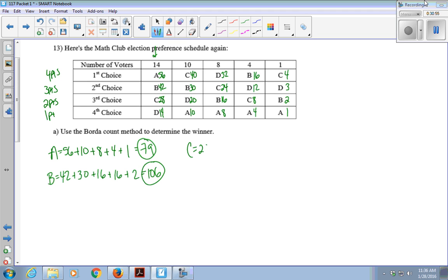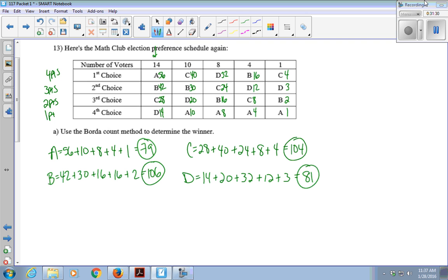So C, we have 28 plus 40 plus 24 plus 8 plus 4. So that's 68, 78, 88, 92, 100, 104. And then D has 14 plus 20 plus 32 plus 12 plus 3. So that's 34, 66, 76, 78, 81 points.